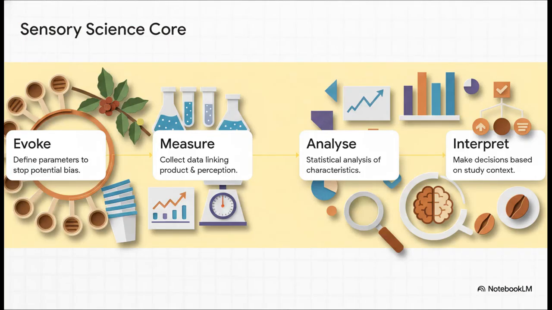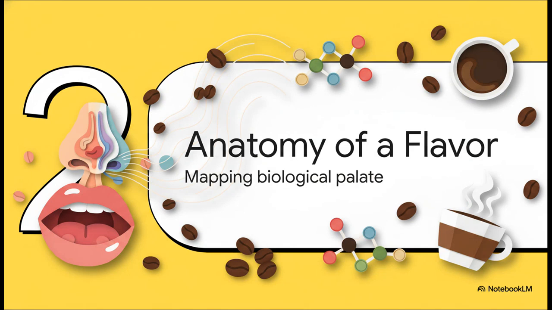So there are 4 recurring pillars of sensory science you need to know. First, we evoke. This means we clearly define our parameters to stop potential biases right out of the gate. Second, we measure. Because sensory science is quantitative, we have to collect data to establish the relationship between the product and human perception. Third, we analyze. We use statistical analysis to figure out the likelihood that a product's characteristics are actually real. And finally, we interpret. This is where we make confident decisions based on the context and the limitations of our study.